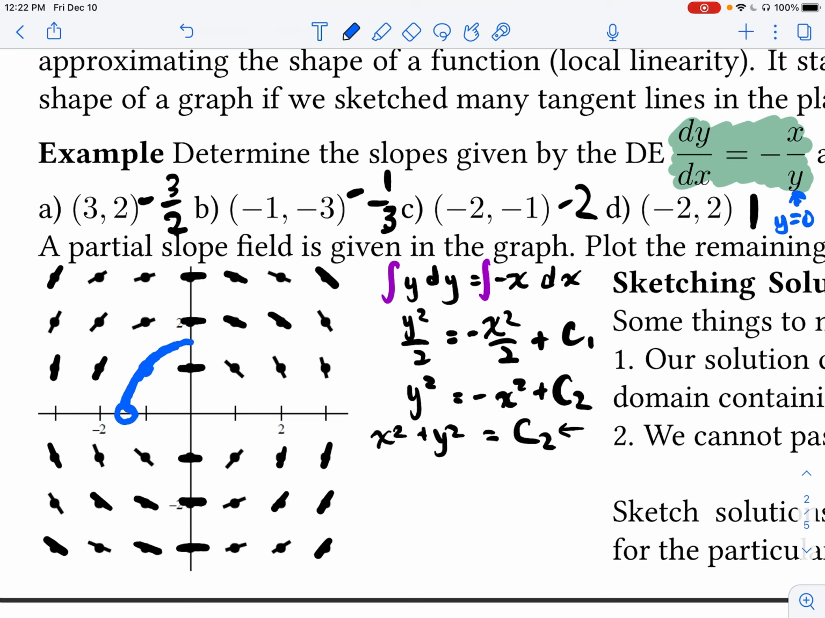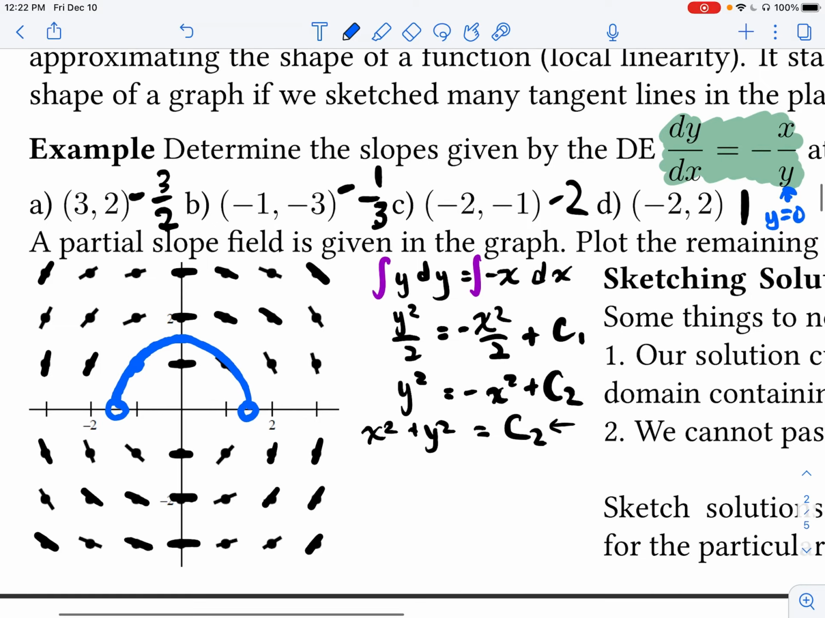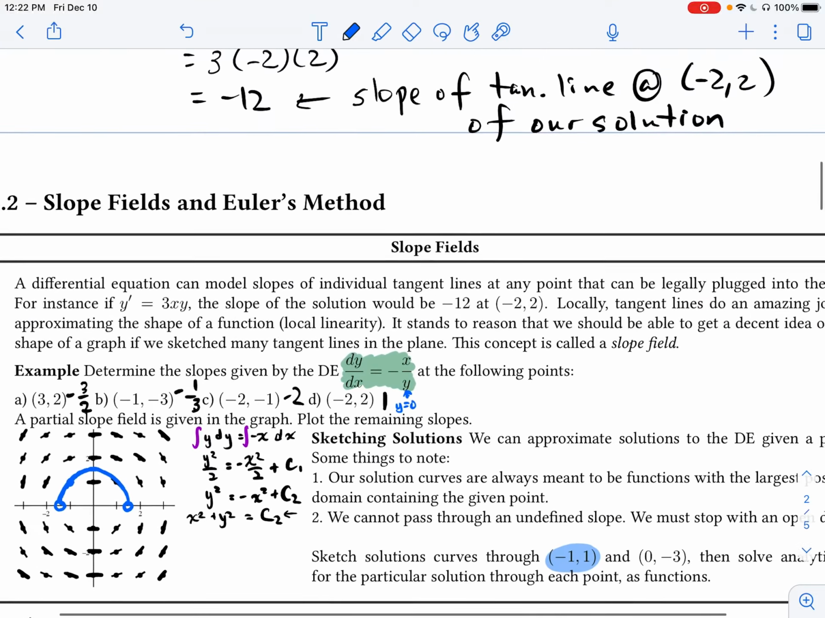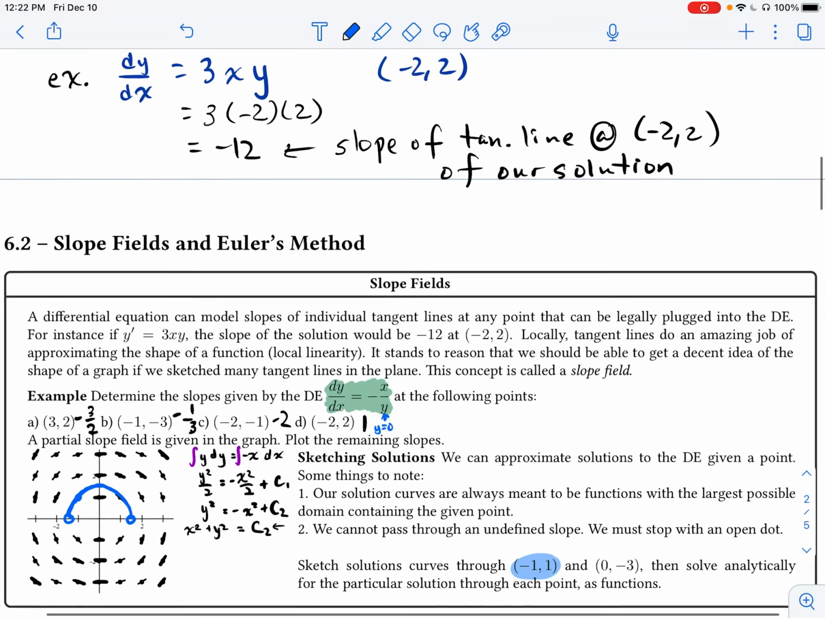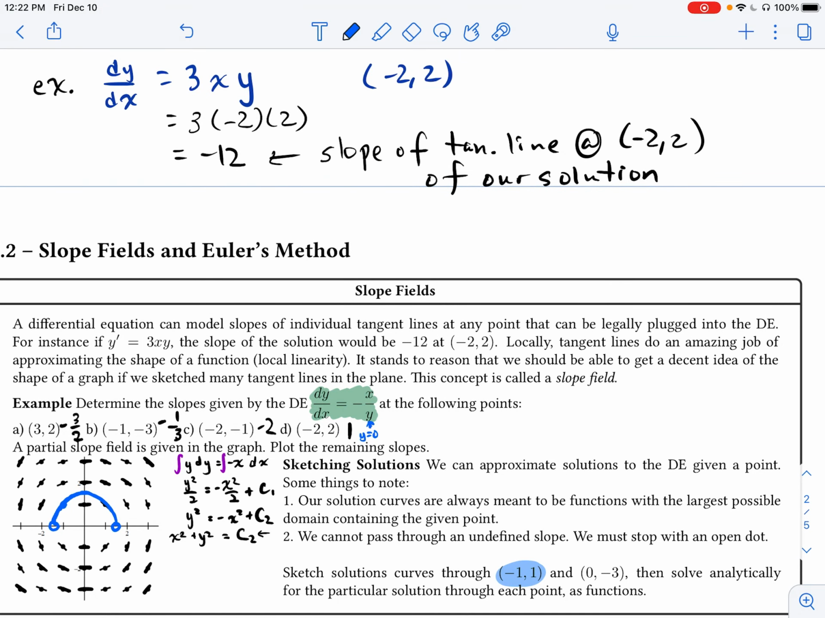And in fact, on the y-axis, our tangent lines should be completely horizontal. Now, as I make my way around, I should see that it's, again, approximating, in this case, negative 1. And again, I have an undefined tangent line, so I'm going to stop here. Now, we want our solution, and let me zoom in on this. We want our solution to have the largest possible domain containing that point negative 1, 1.